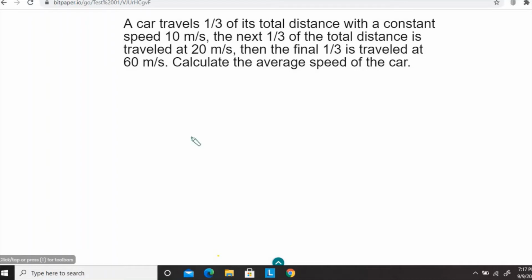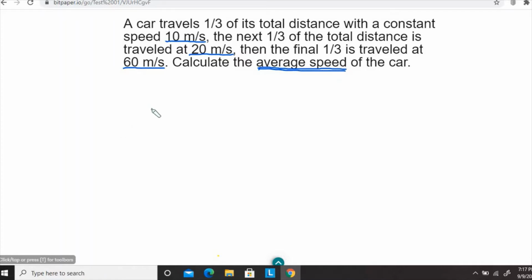This is another example for motion along a straight line, or one-dimensional motion. The question states that a car travels one-third of its total distance with a constant speed, 10 meters per second. Then the next one-third of the total distance is traveled at 20 meters per second. That's also a constant speed. Then the final one-third is traveled at a constant speed of 60 meters per second. The question is asking, find the average speed of the car for the entire motion.